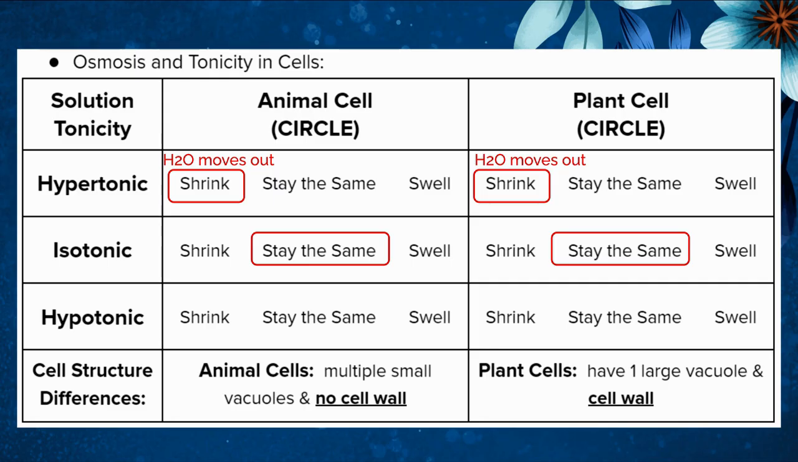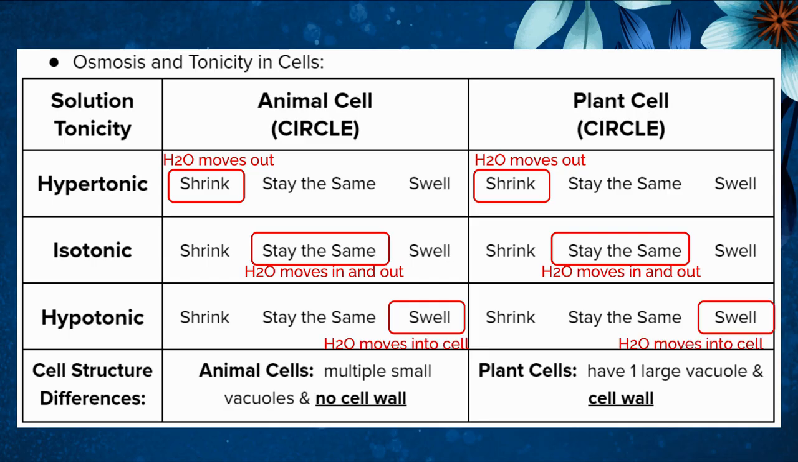Okay. Hypo, what I think of when I think hypo is hippo. I think of a hippo. So things are going to get big. And the only way things are going to get big is if they swell up. Okay. And the reason they are swelling is because water is coming into the cell. H2O is coming into the cell.